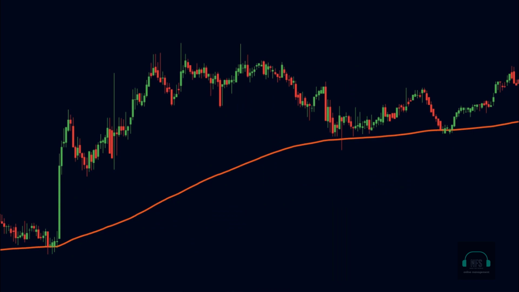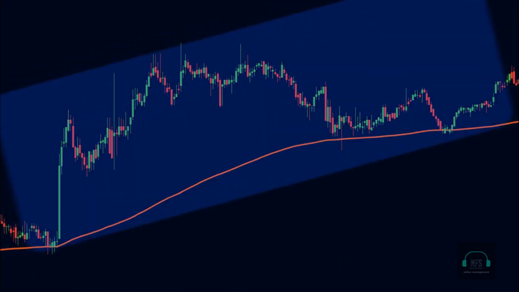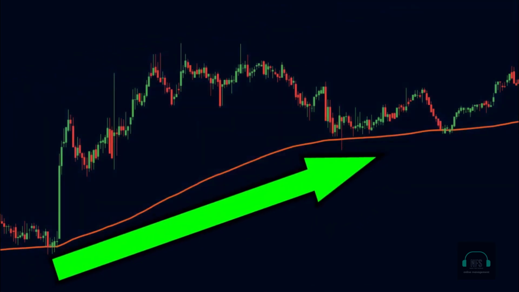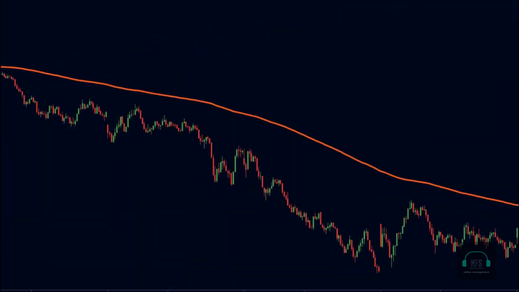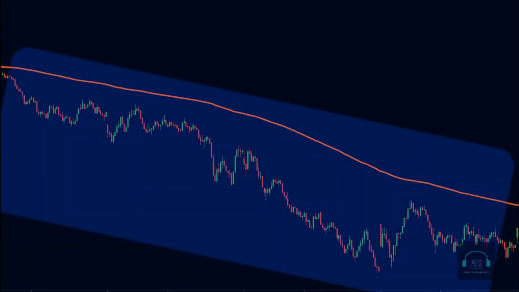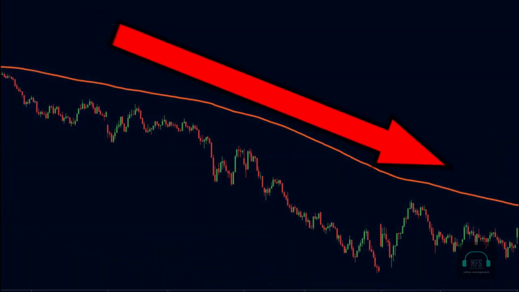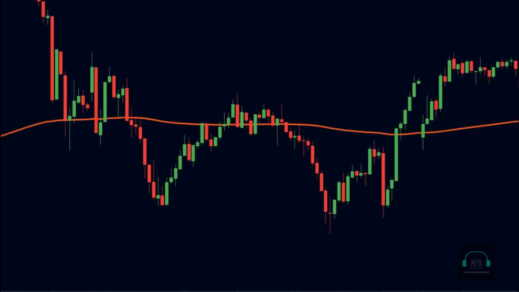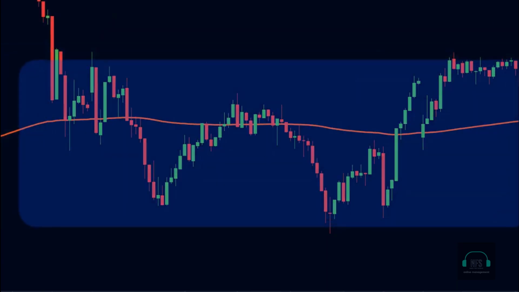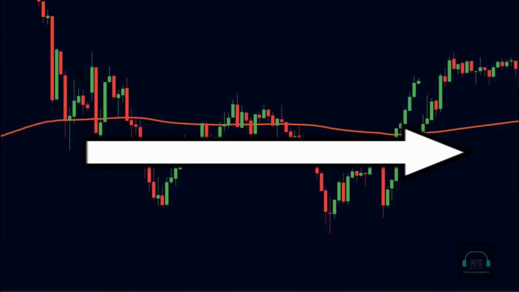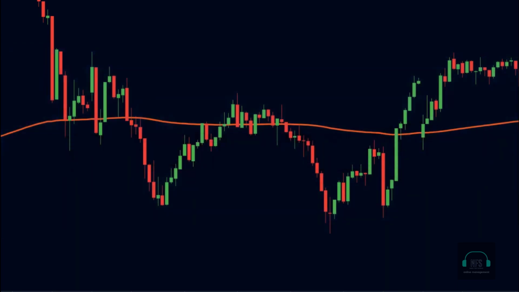So, in an uptrend, we see that the price stays above the 200-period EMA, and the EMA is sloped upwards. Similarly, in a downtrend, we see that the price stays below the EMA, and the EMA is sloped downwards. And in a sideways trend, we see that the price moves around the EMA, and the EMA stays flat. We will only trade in a trending market.